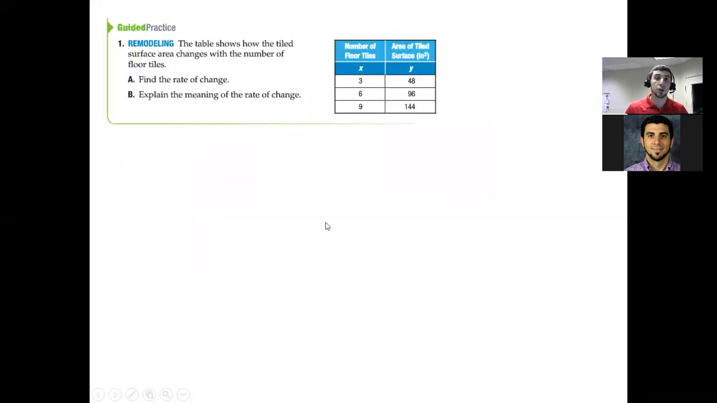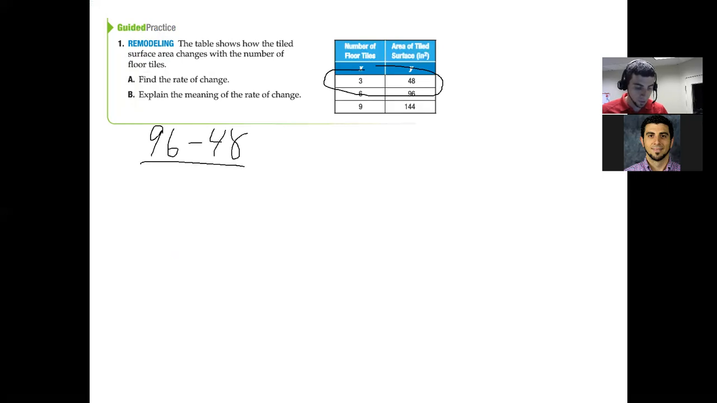Okay, here's one for you to try. Go ahead and pause the video and hit play when you're ready. Okay, we're back. So you want to find the rate of change. You could pick any 2 numbers from the table that you want. Let's do those two. So I do 96 minus 48 over 6 minus 3. That's going to give you 48 over 3, which is 16.